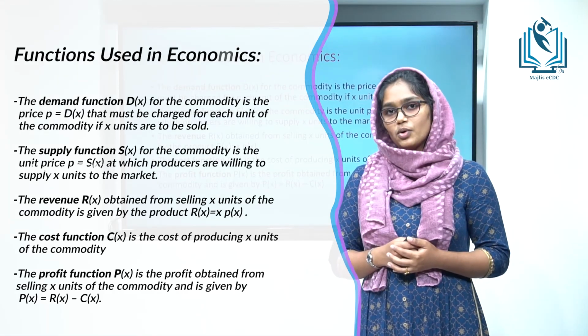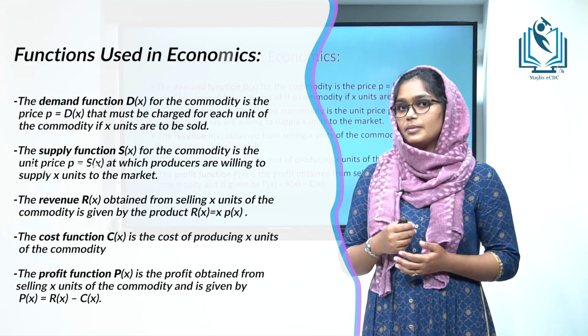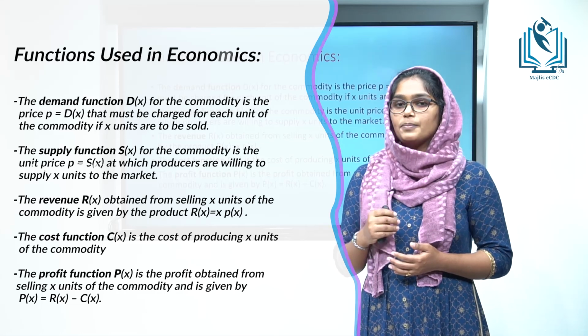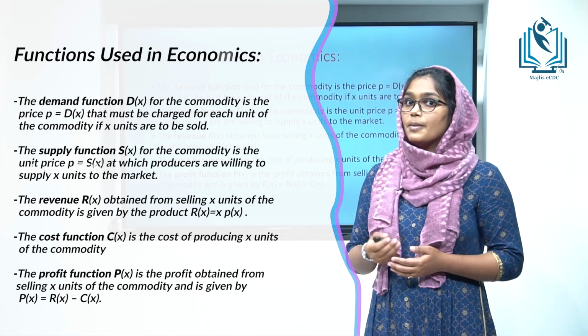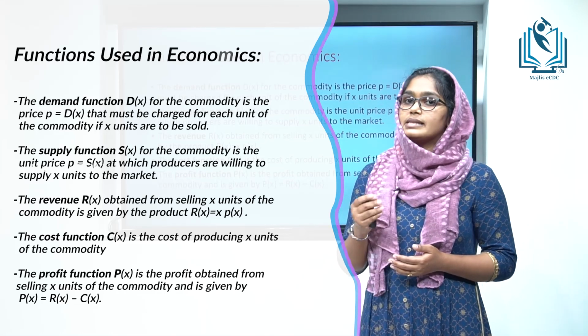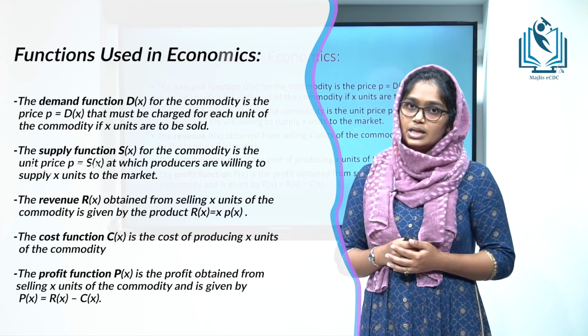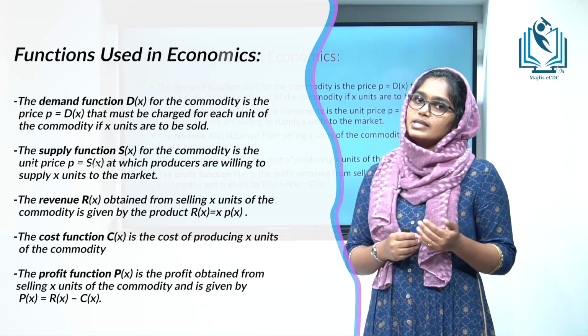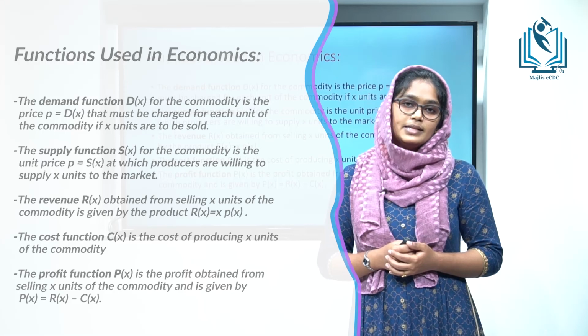Next one is the profit function, capital P of x. The profit function P of x is the profit obtained by selling x units of the commodity, and it is given by P of x equal to r of x minus c of x.